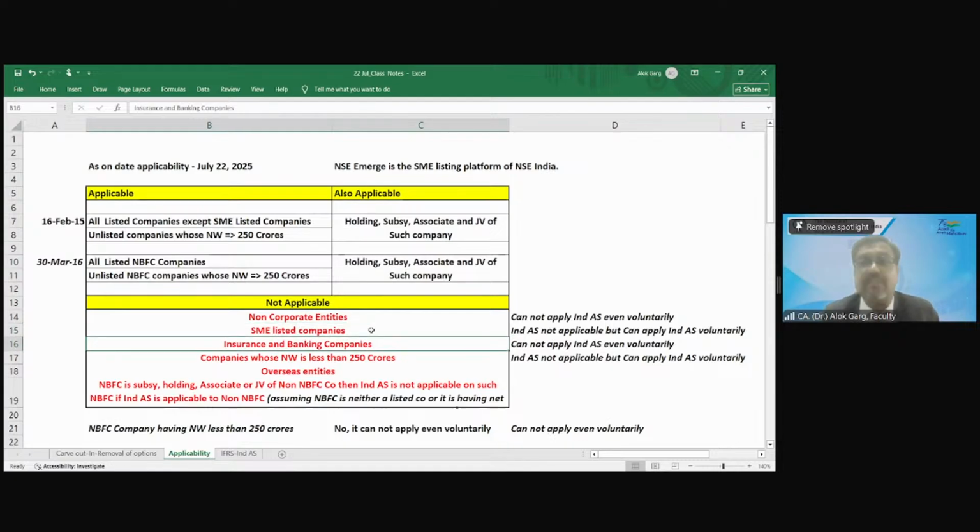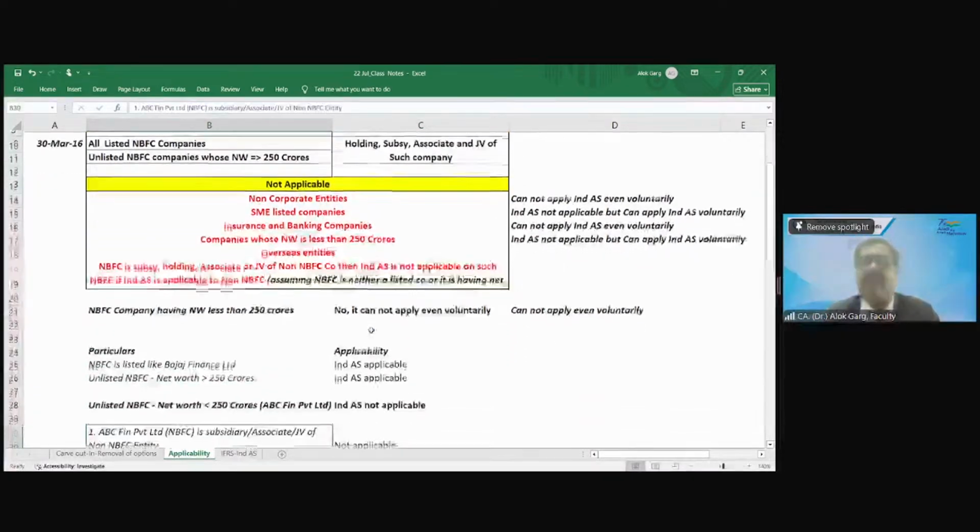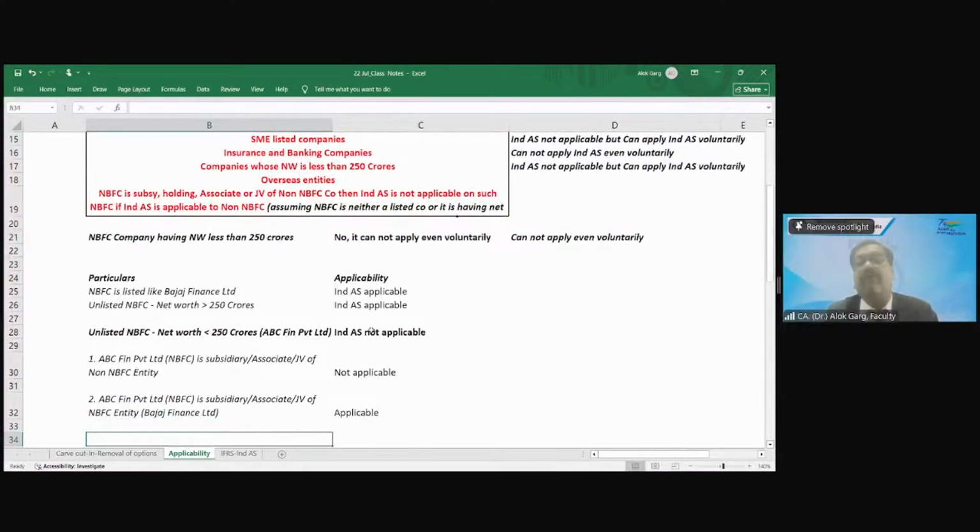In bank and insurance, answer is a big no. Even they cannot apply voluntarily. Companies whose net worth is less than 250 crores can apply Ind AS voluntarily; mandatory, it is not applicable. Overseas entity, Ind AS is not applicable, right? Or if on an NBFC Ind AS is not applicable, then it is not applicable due to relationship with the non-NBFC entity. And on NBFC, I have explained all these scenarios, right?